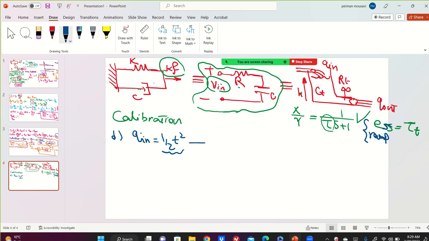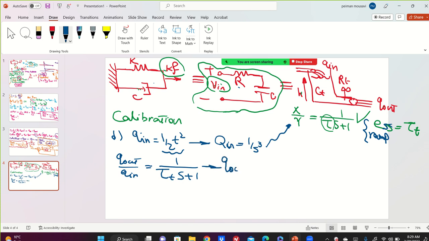So we know that if you apply the Laplace based on the table that I provided, Qin is going to be 1 over S cubed. So the output Q out over Q in was 1 over tau tank S plus 1. So you get from here that Q out is 1 over S cubed, 1 over tau tank S plus 1.